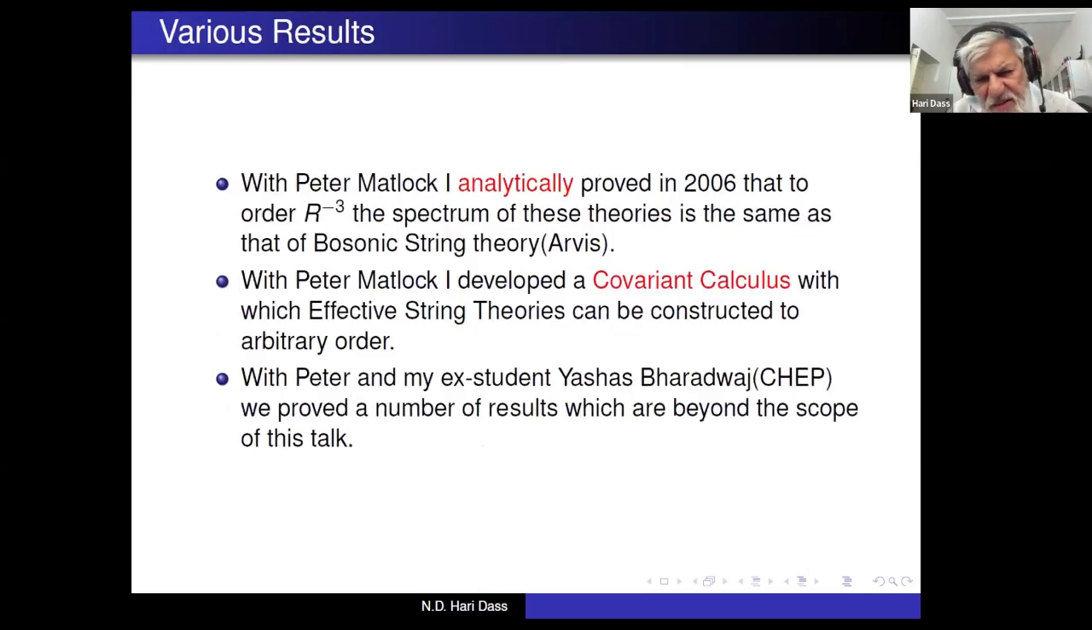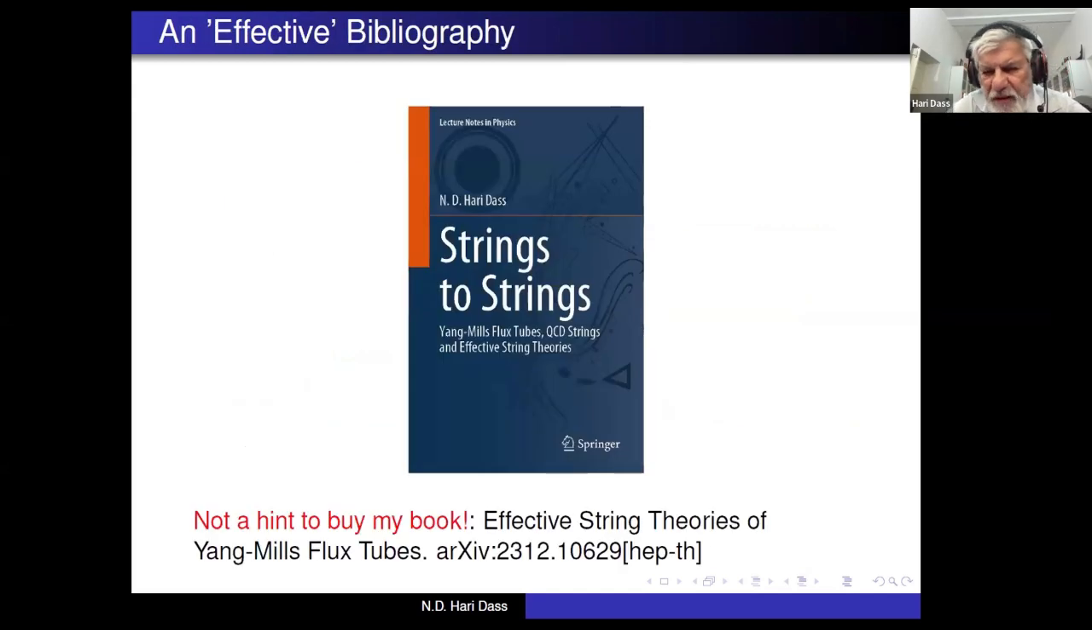So we obtained various results, which Peter Matlock analytically showed in 2006, that to order r to the minus 3, the spectrum of these theories is the same as that of bosonic string theories, vindicating our numerical studies. With Peter Matlock, I also developed a covariant calculus with which effective string theories can be constructed to arbitrary order. With Peter and my ex-student Yashas, we proved a number of results which are beyond the scope of this talk. Next slide, please.